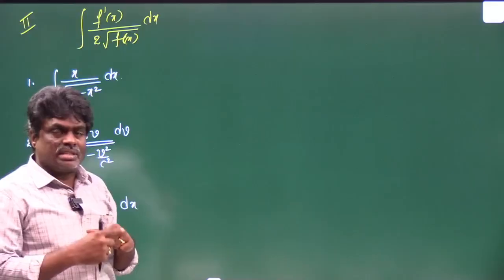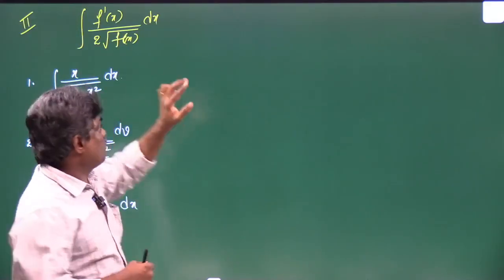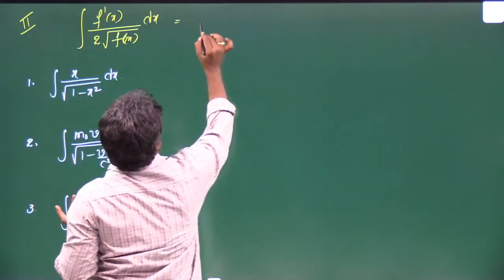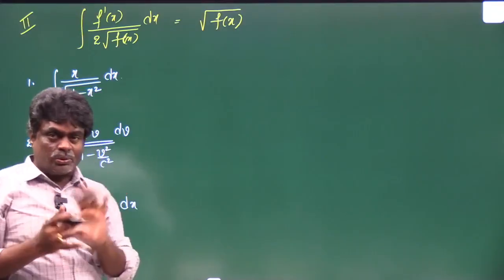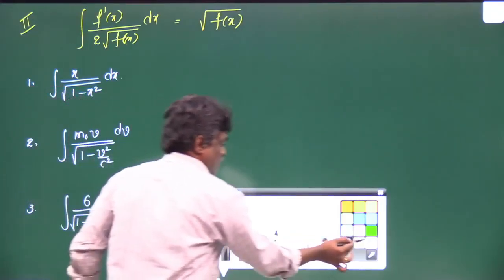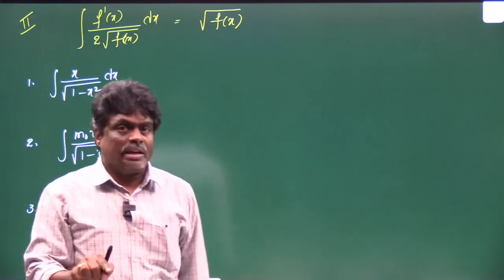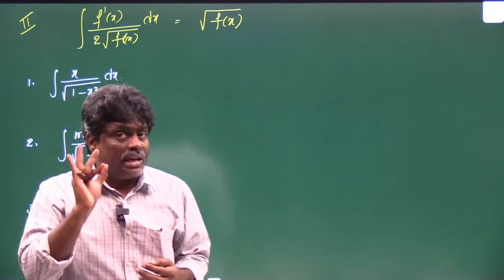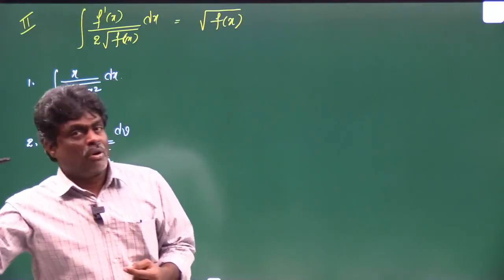2 root f of x is there in the denominator, and the numerator contains the differentiation of this function, that is f dash of x. The simple answer is root f of x. So no need to substitute anything. So let us take one more time. So repeat, integral f dash of x by, take care of paper, please write 5 times, 10 times. Integral f dash of x by 2 root f of x dx is root f of x.